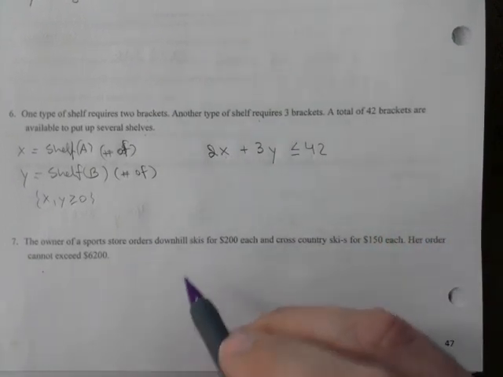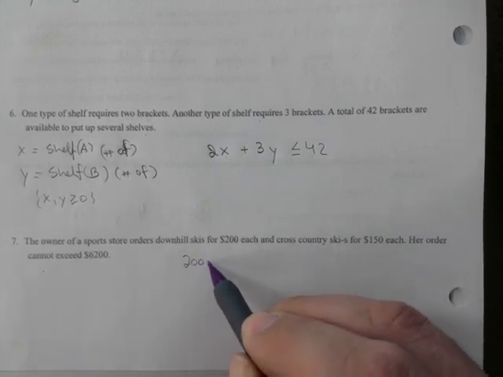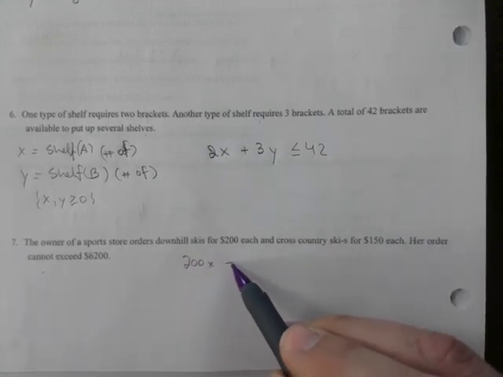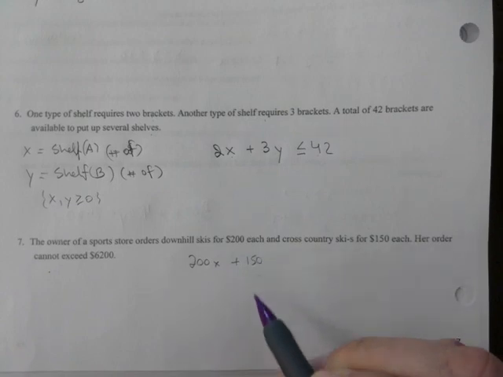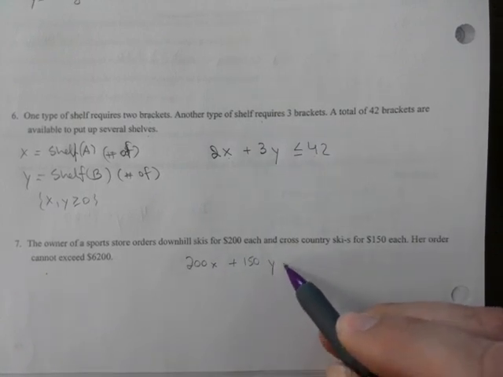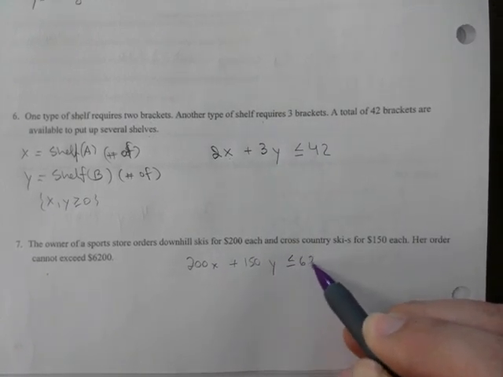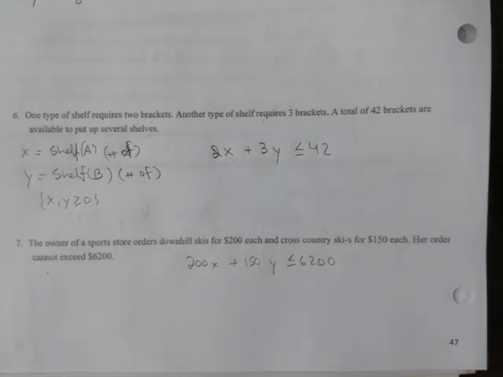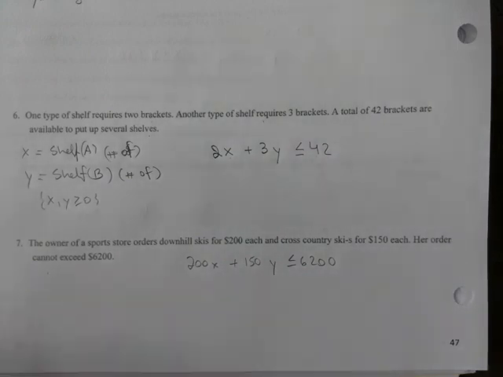And this one, I'm just going to write it out. Okay, so that'll be 200x downhill skis plus 150 country skis, and her order cannot exceed 6,200. I need to rewrite this handout because it's all less than or equal to. But you've seen it going the other way as well. Okay. So I'm going to stop there and then make another video.